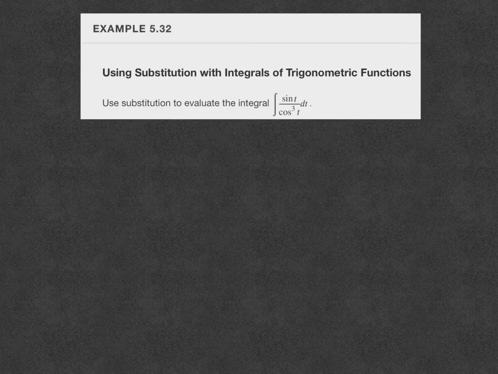Let's take a look at this next example that involves an integral of some trig functions. So we have the integral of sine t over cosine cubed t dt. We're going to do some u substitution. The question is, what is u equal to and what is du equal to?